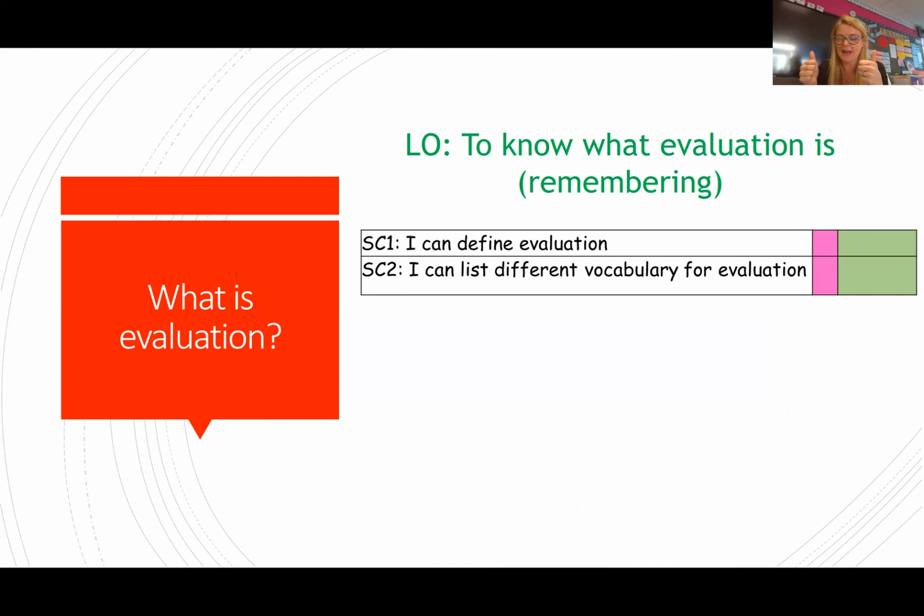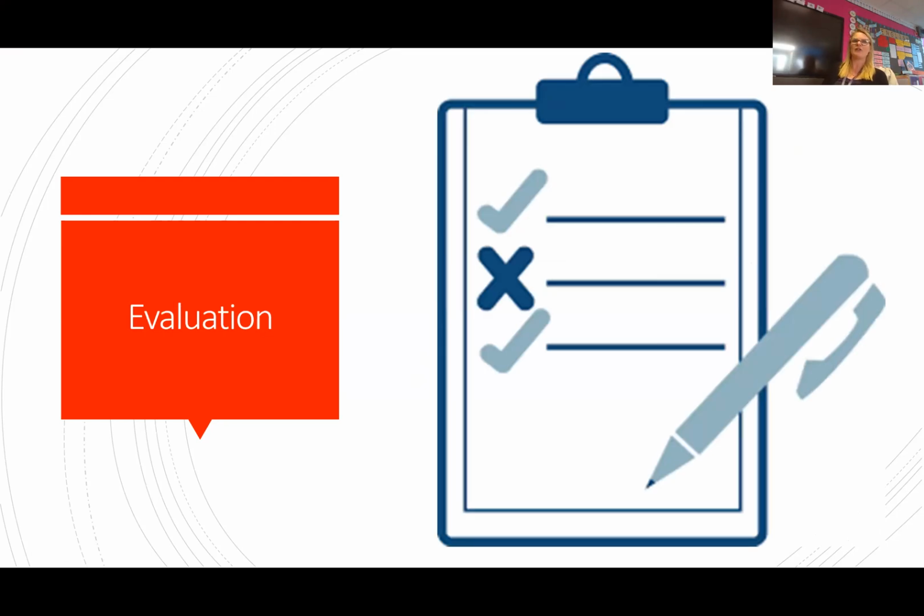To be able to do that, we're going to need to firstly define what evaluation is, so to be able to say what it is. And we're going to list some different vocabulary, so know some different words that also mean the same as evaluation to help us understand more about what it is. So have a look at this picture here. I wonder if you could pause the video and tell the person next to you, what do you think evaluation is based on this picture? Off you go.